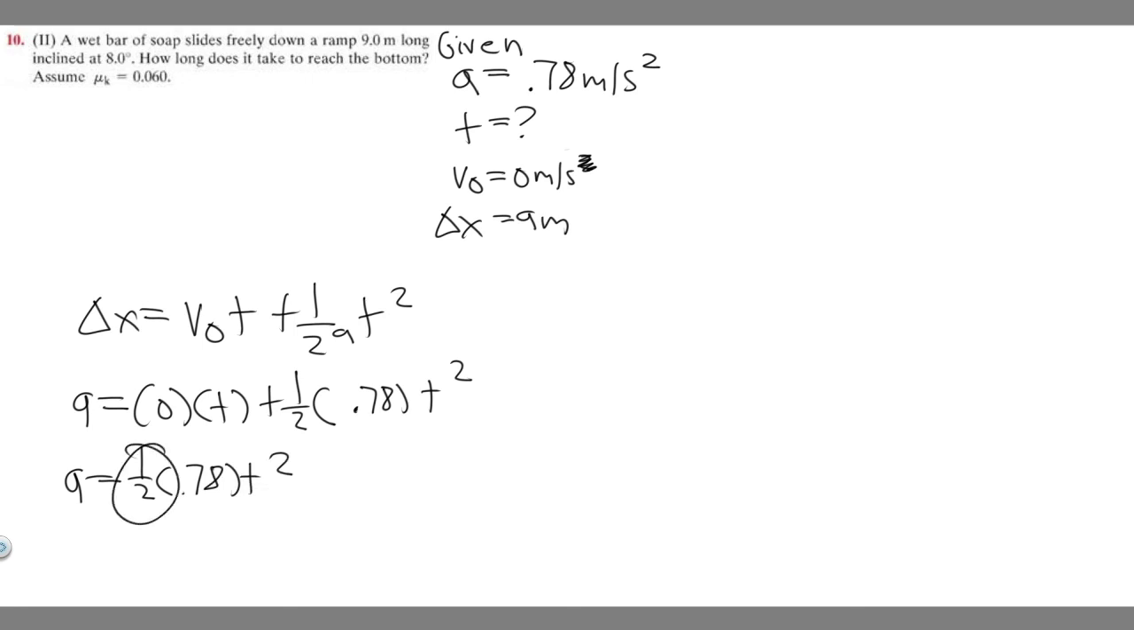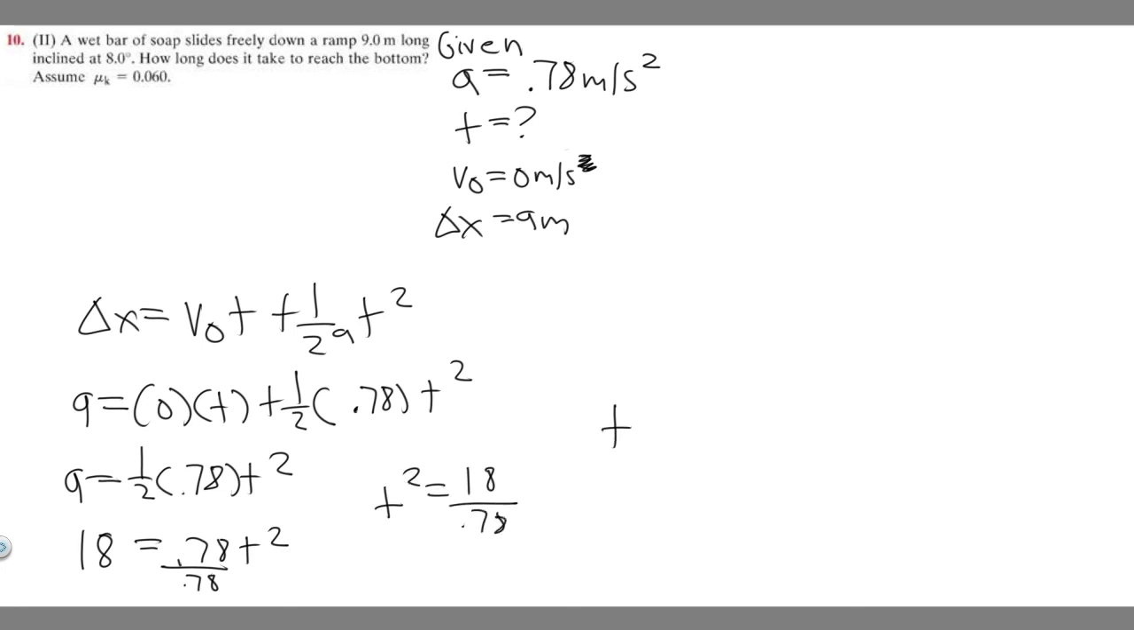I'm going to multiply both sides by 2 to get rid of this 1/2. So 2 times 9 is 18, which equals 0.78 times t squared. So we're going to divide both sides by 0.78. So t squared equals 18 divided by 0.78. And then if we want to just get t, we just square root both sides. So square root of 18 divided by 0.78. Let me go ahead and plug that in my calculator. Square root of 18 divided by 0.78. You're going to get about 4.8.